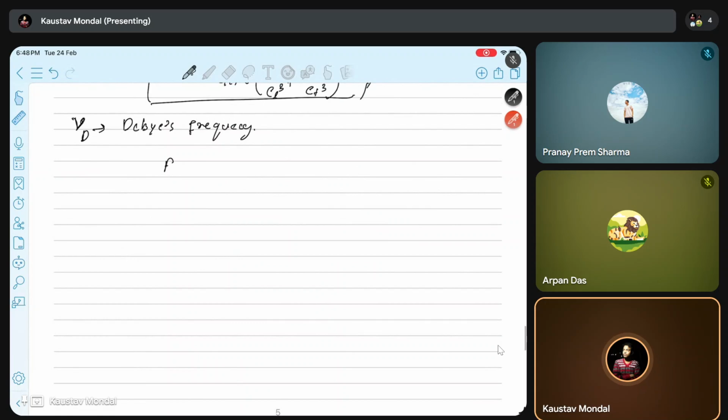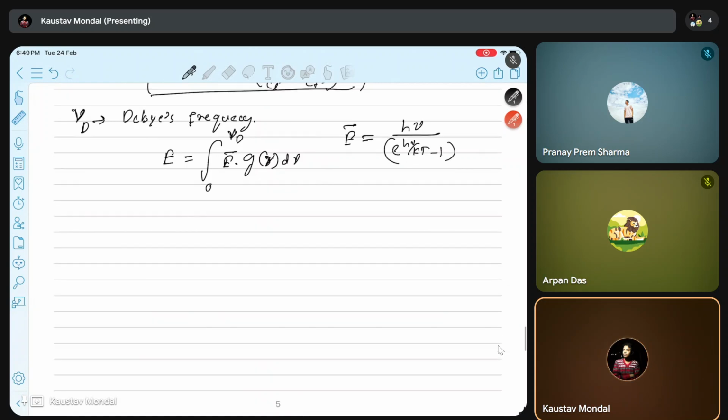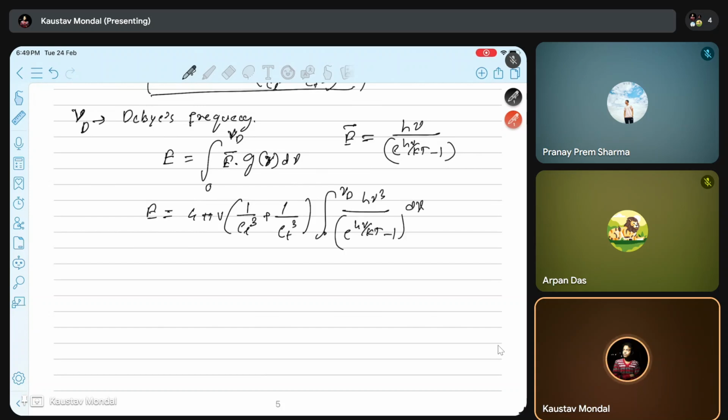So the total energy is the average energy E bar into the density of states d nu, integrated from 0 to nu d. But the average energy you already know, that is given by the black body radiation: E bar equals h nu by (e to the power h nu by kT minus 1). So if you do this, the calculation looks of this form: (1 by CL cube plus 2 by CT cube) integral from 0 to nu d of h nu cube by (e to the power h nu by kT minus 1) d nu.